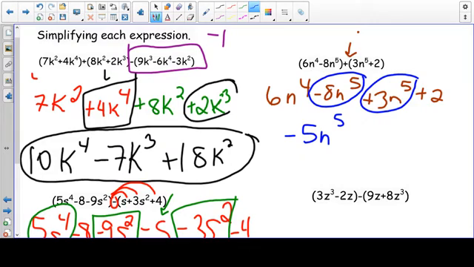Then I want to look for the next biggest exponent, which would be my 4. So I have plus 6n to the fourth. And then that constant of 2.